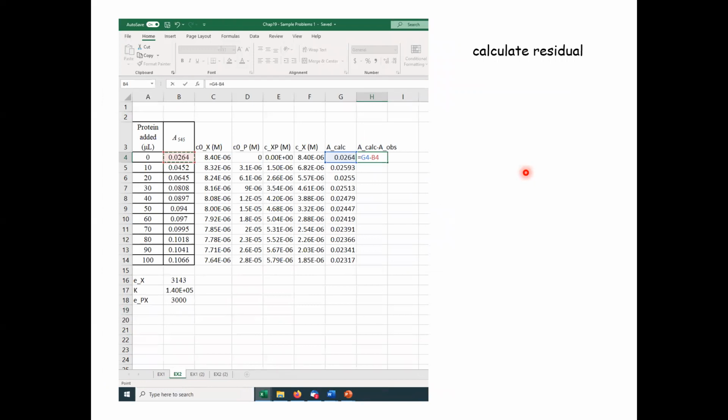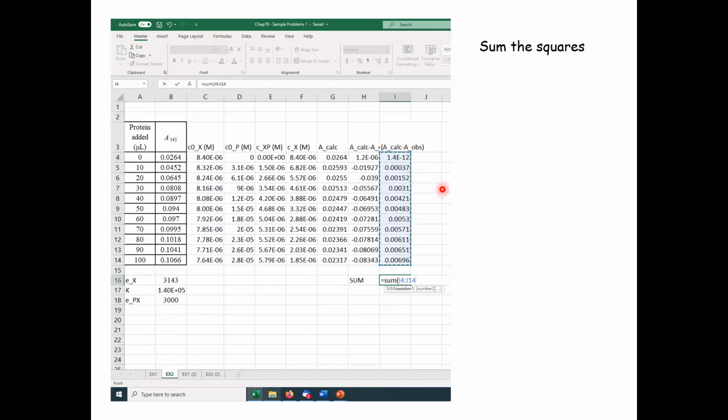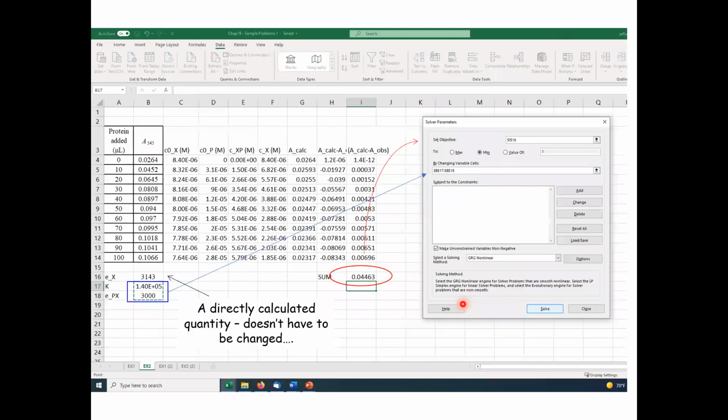First thing you're going to do is calculate the residual, right? A calculated minus A observed. Plug those numbers in, and this is what you get. You're then going to square it. Plug those numbers in, and this is what you get. Last step is to sum the squares. And if you sum all of those up, here's what you get.